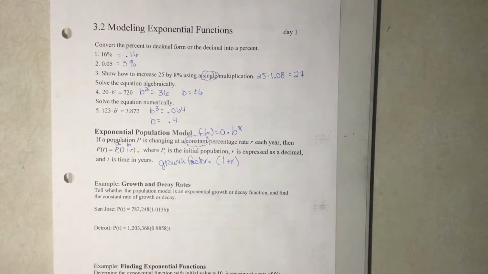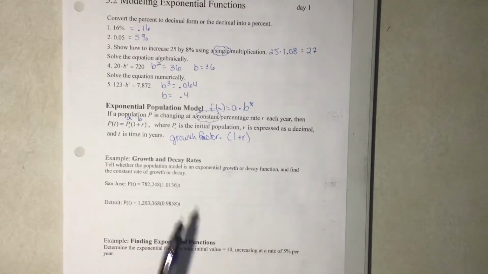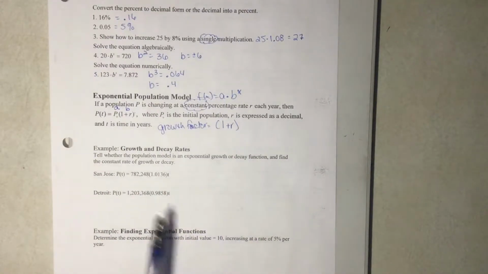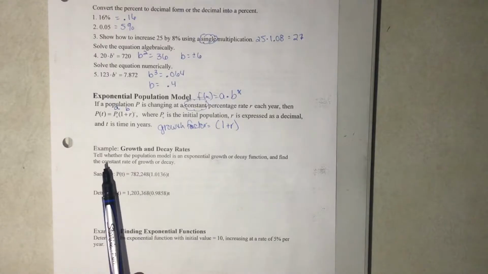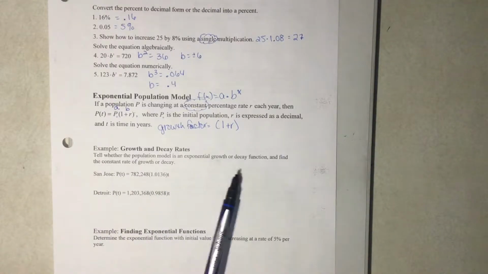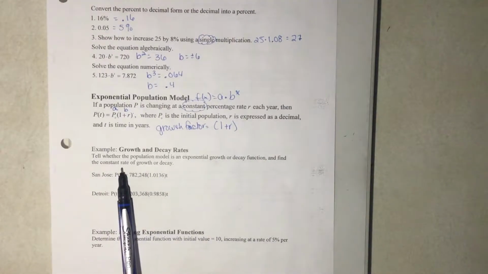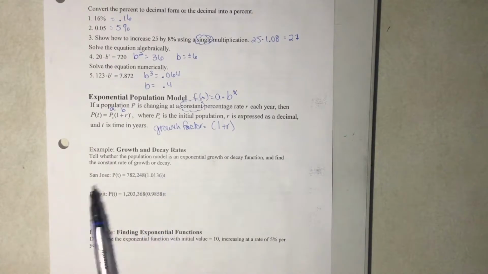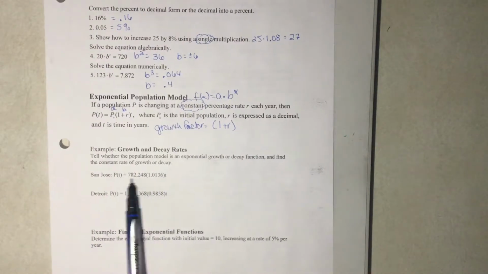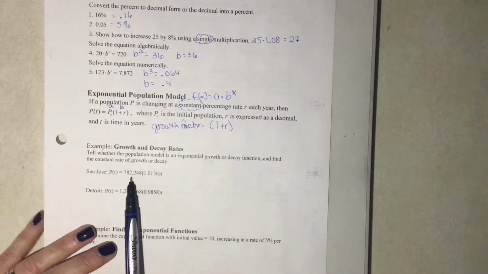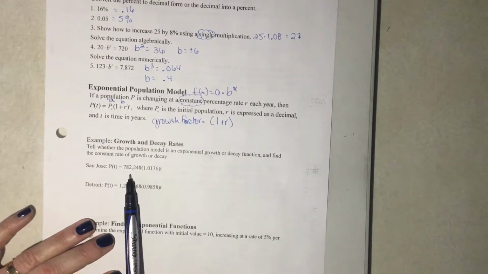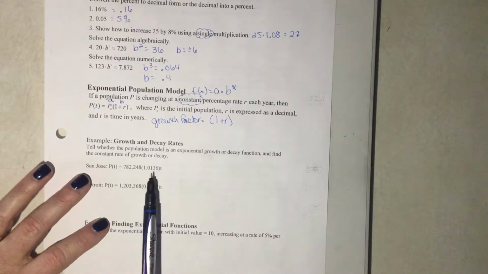So from here on out, it's all examples, okay? We're looking at just different examples where we can use exponential functions. So here we need to tell whether the population model is exponential growth or decay, and then we need to find the constant rate. Okay, so we need to find r, whether in the growth factor or in the decay factor. So let's look at San Jose. And here it's given for us. That was our initial population when they first started to look at the set of data. What's this 1.0136 called?